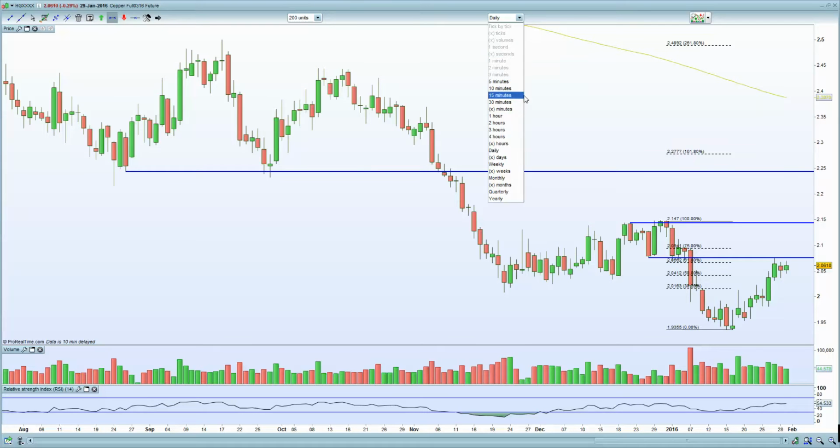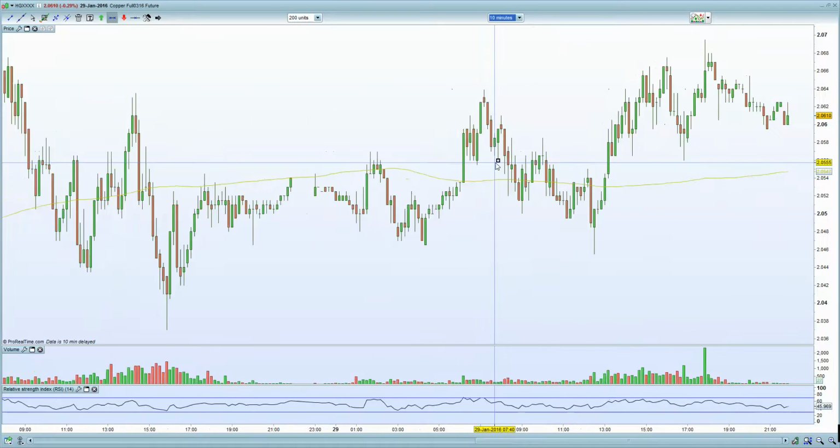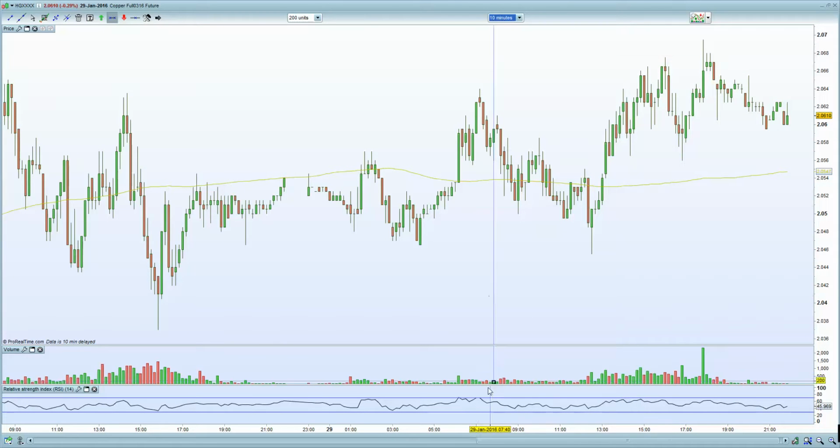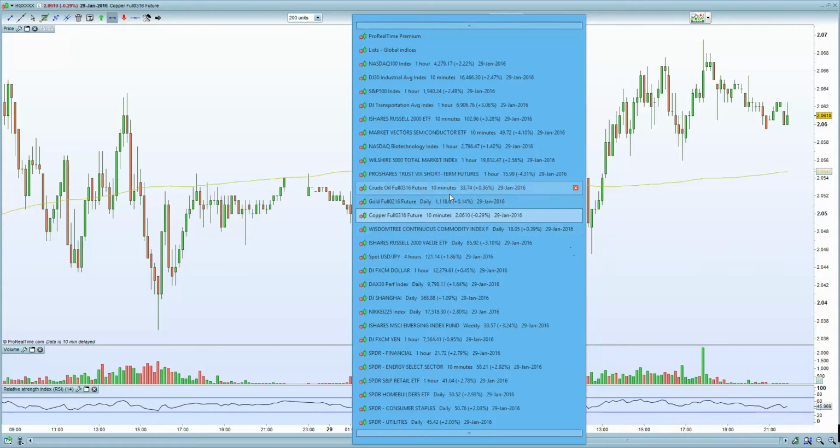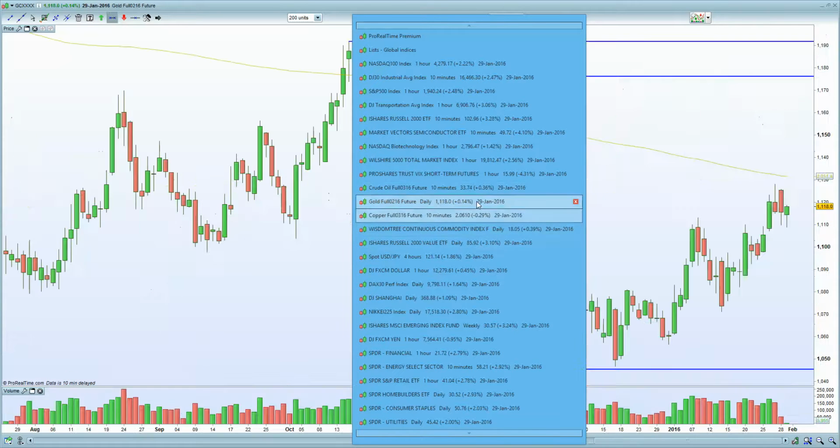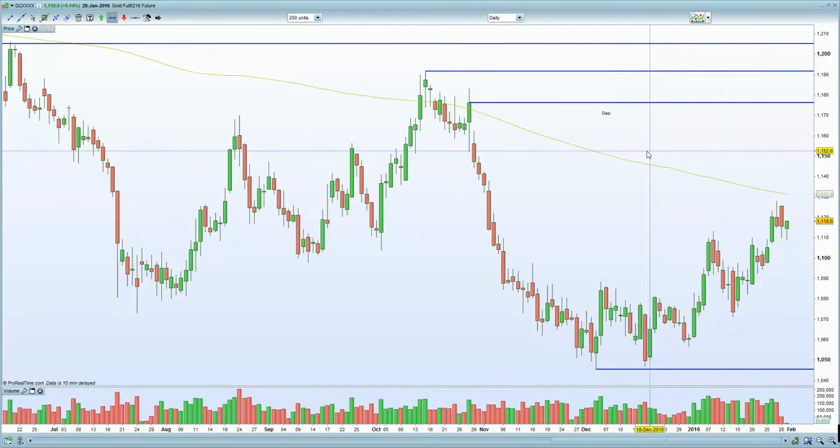Going into a smaller time frame, looking at a 10-minute chart, you can certainly see some type of exhaustion, i.e. a failed move higher. What's interesting is this high volume candle here was accompanied by a potential topping tail. So again, that's a telltale sign. Okay, now we looked at copper. Let's look at the price of gold as well.